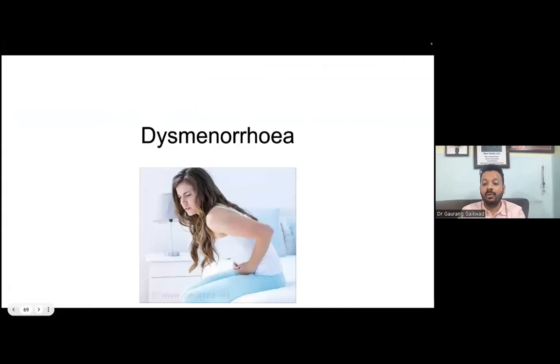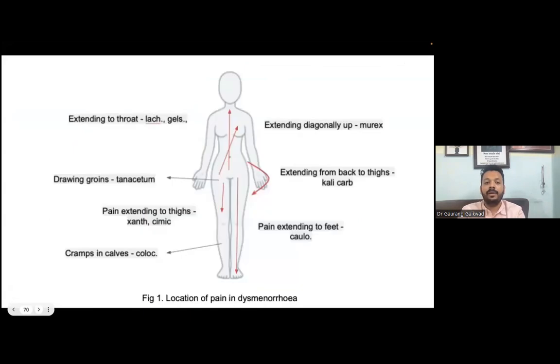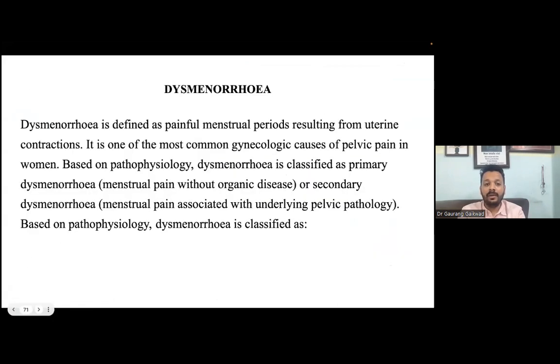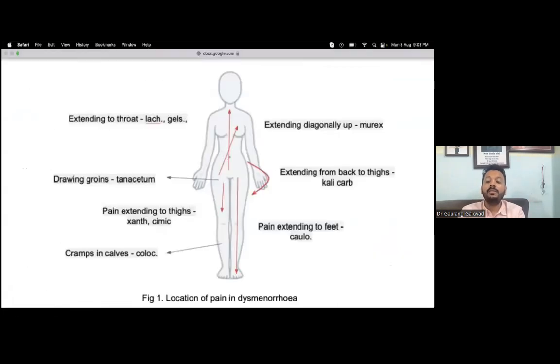Will this apply to ovulation pain also? Yes, to everything, to any kind of pain around the pelvis, typically female pain. So we now talk about different types of dysmenorrhea, and we talk about which are the commonest medicine for dysmenorrhea.